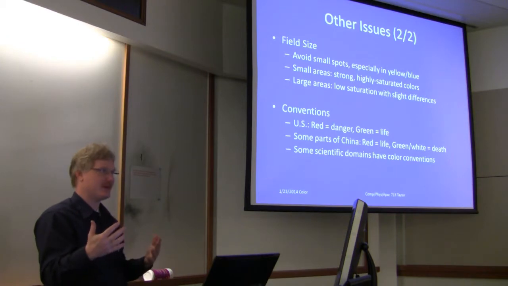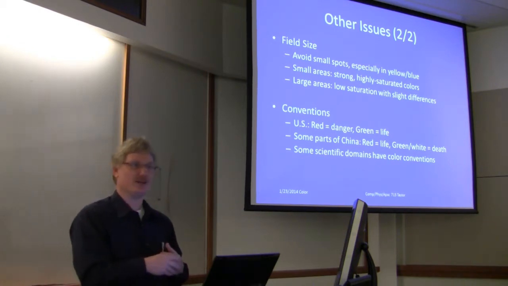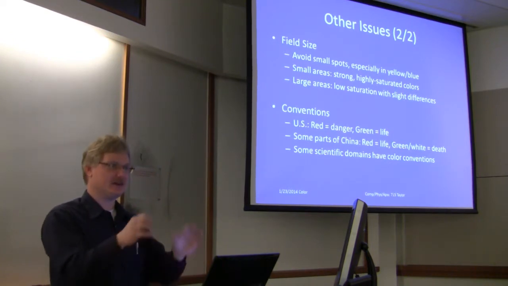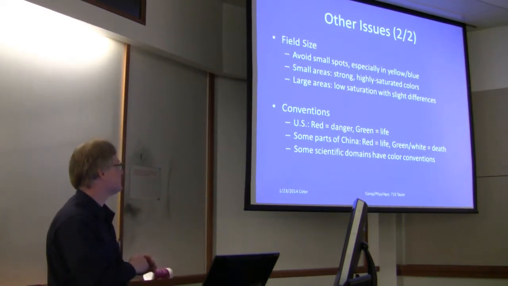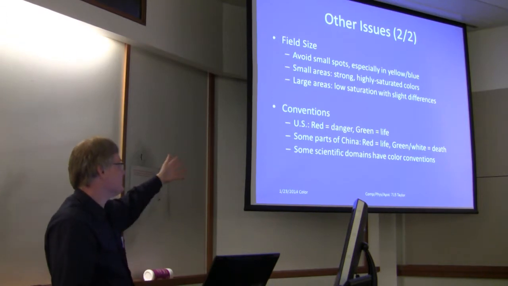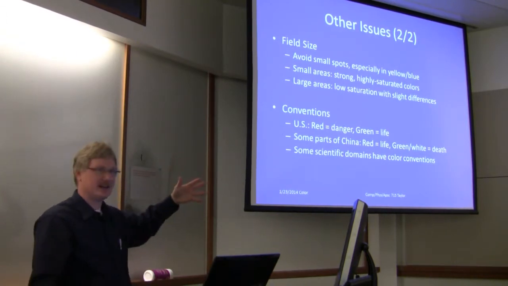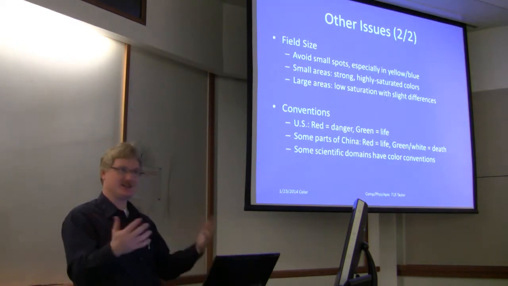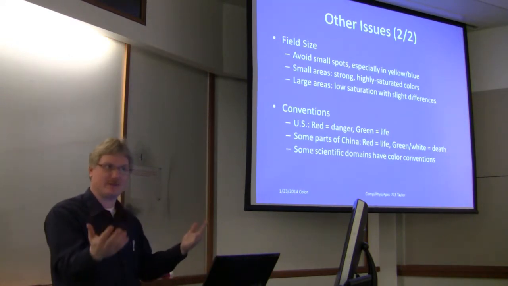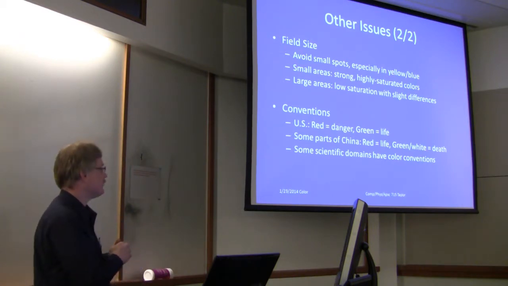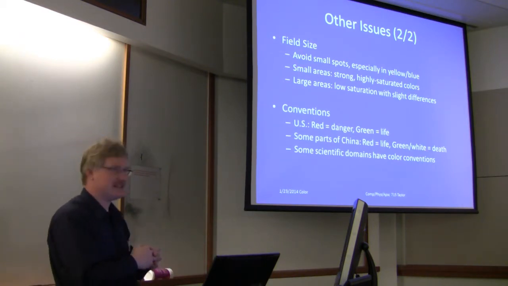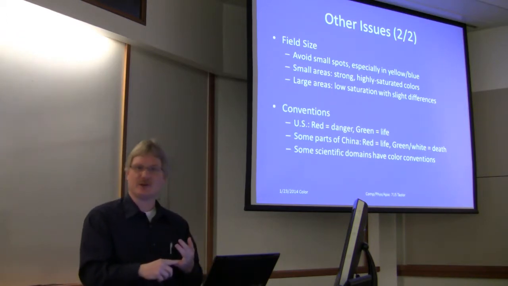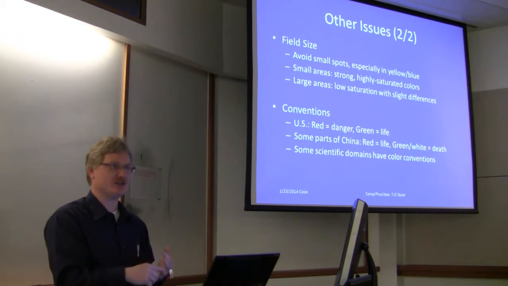You can see that the map makers have come up with this on their own, not by studying perceptual ecology, but large areas tend to be very diffuse, and then the bright ones. All right, conventions. In the US, red is danger, green is life. In some parts of China, I'm told, red is life and green or white is death. So this is a problem if you think your scale is going to be red around the world all the same way. Some scientific domains have color conventions, and you should either use them or explicitly know when you're not, and tell them that you're not, and give the reason that you're not using them.